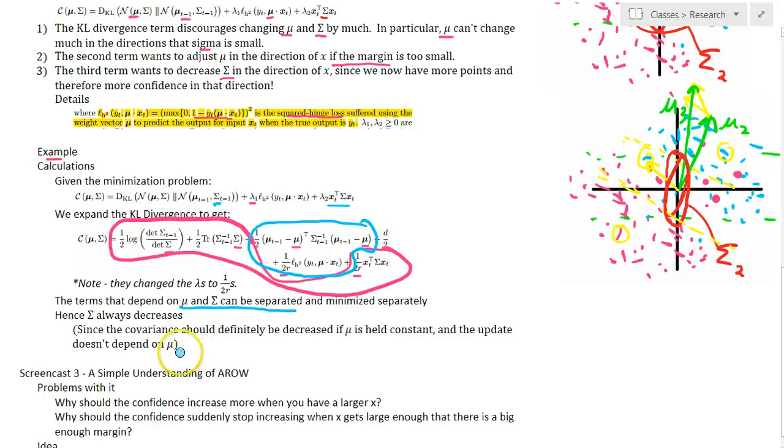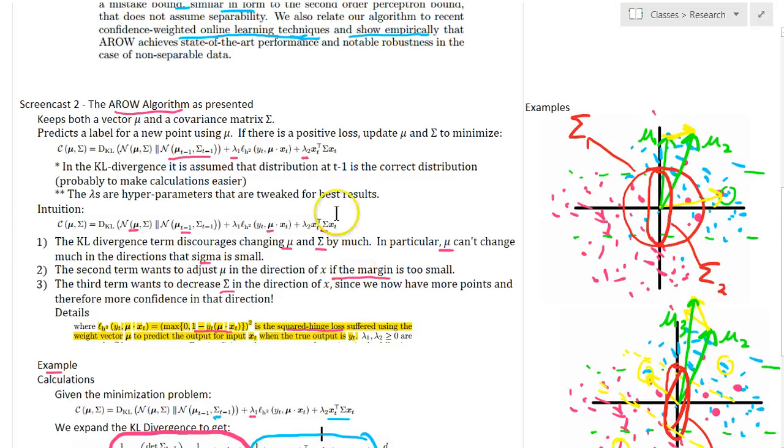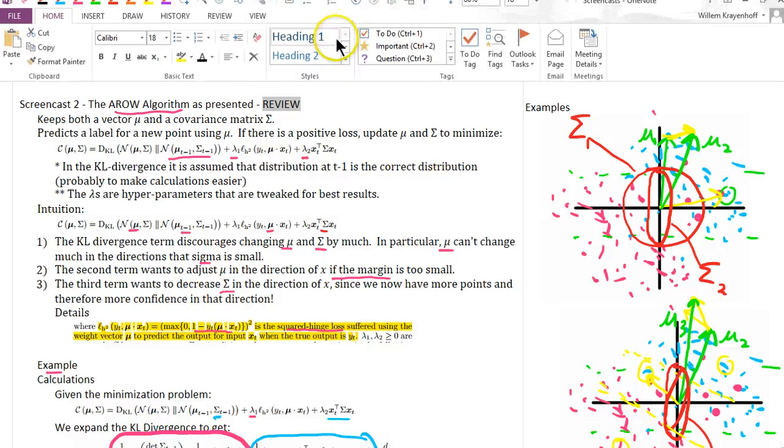So I think I've pretty much covered it. I just want to go over a quick review of what we covered. So, oops, let's make this red.